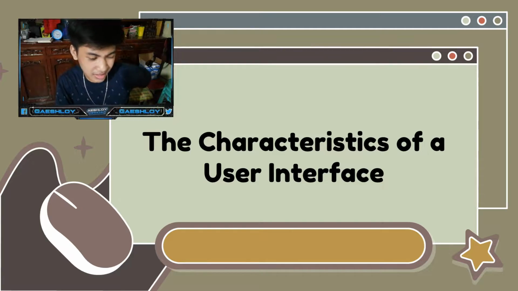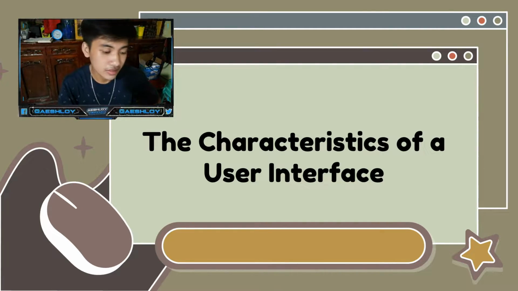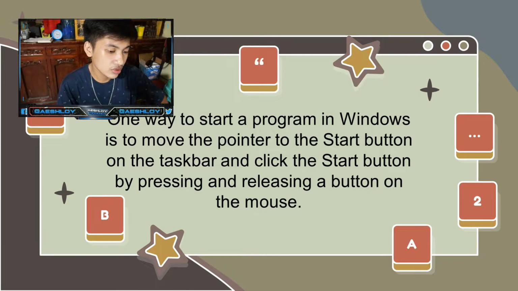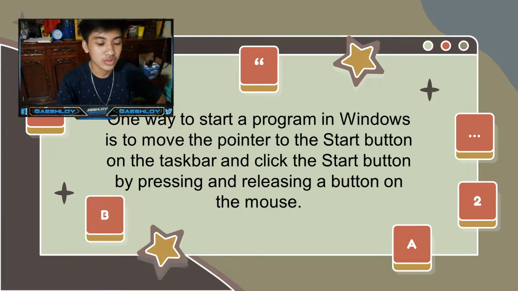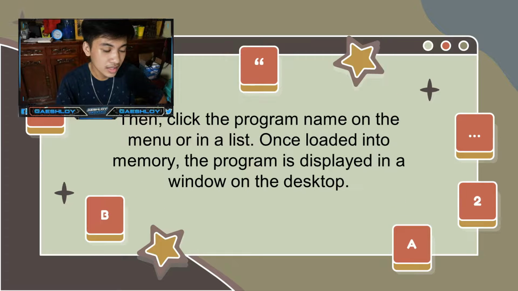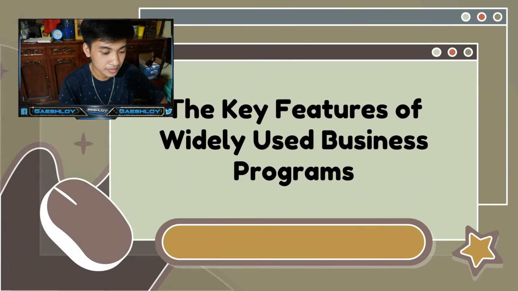About the characteristics of a user interface. One way to start a program in Windows is to move the pointer to the start button in the taskbar and click the start button by pressing and releasing a button on the mouse. And the next one, then click the program name on the menu or in a list. Once loaded into memory, the program is displayed in a window on the desktop. So that is how you open a specific window on your computer.